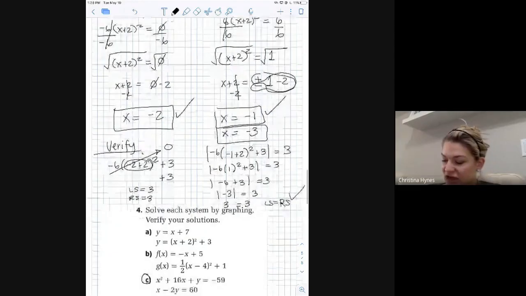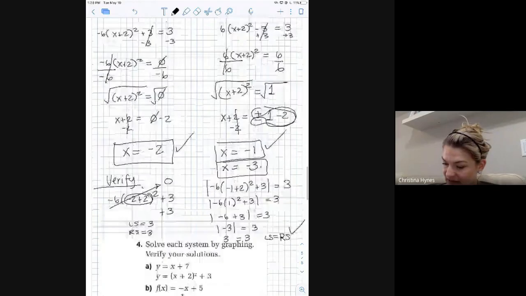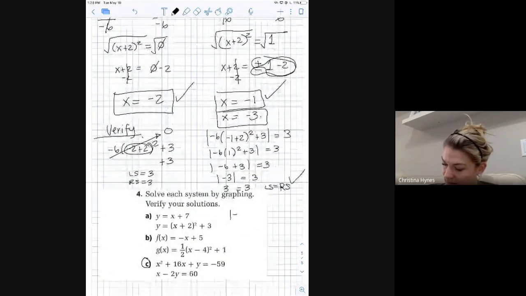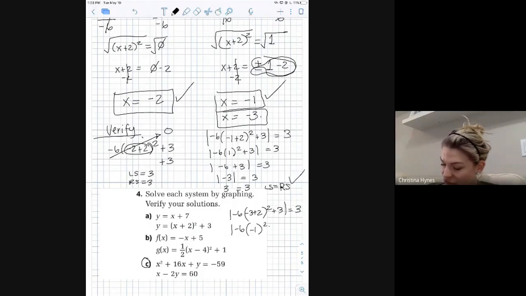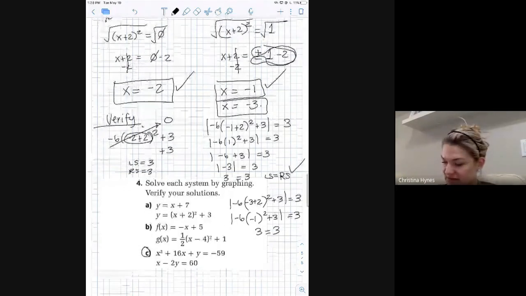And then lastly, you would confirm that -3 is a solution by plugging that in. So you would go -6 times (-3 plus 2) squared plus 3, in absolutes, is it equal to 3? So -6 times (-1) squared plus 3, is it equal to 3? And then -1 squared is 1, -6 times 1 is -6, and then -6 plus 3, it's the same as the previous case. It will equal 3. So left side will equal 3 and right side will equal 3, which means that this is a solution.